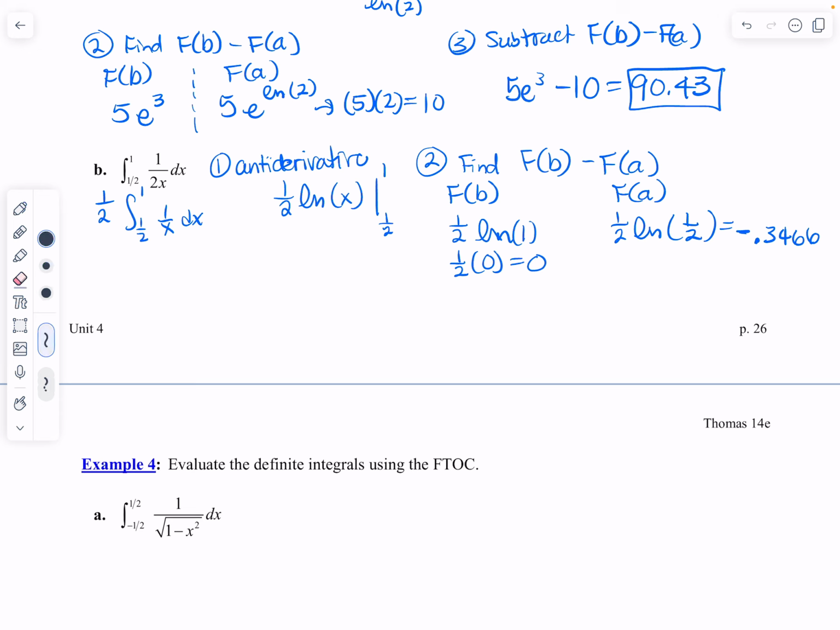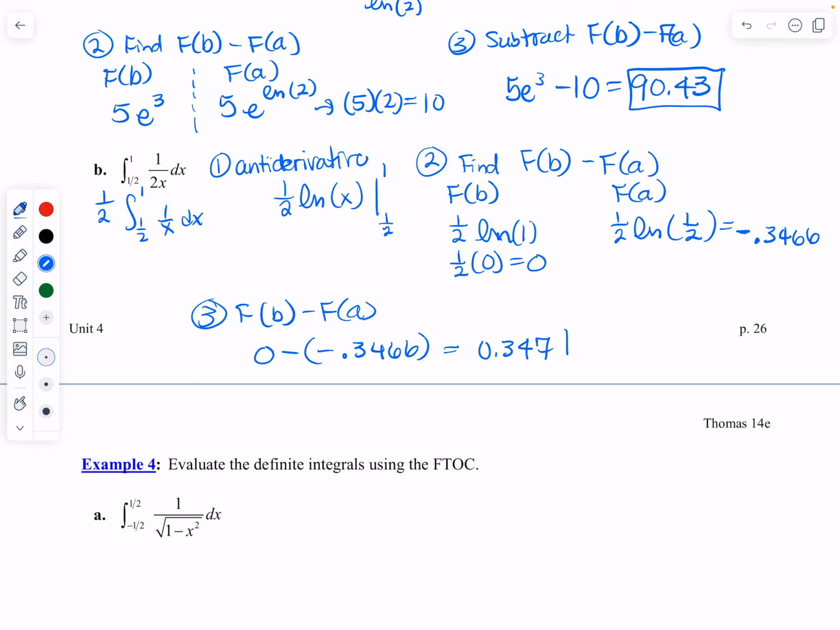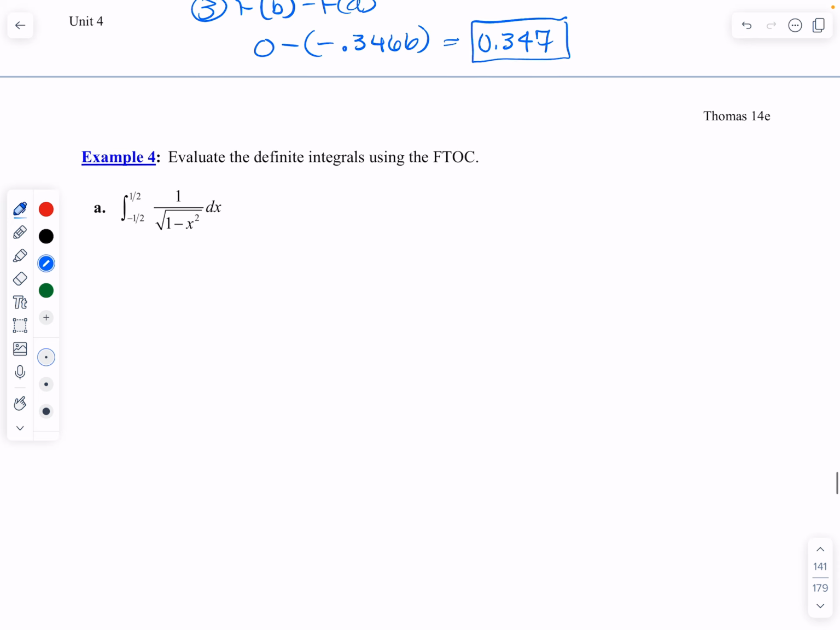So step 3, I'm going to take F at b minus F at a. So I have 0 minus a negative 0.3466. And this is going to give me a positive 0.347. I'm just rounding again, guys. Okay, so that's how you do that one. Let's move on to the next example, number 4.